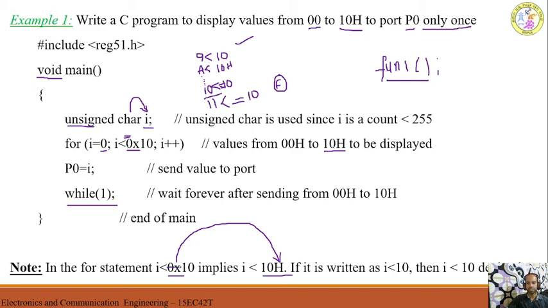Suppose if I don't write 0x here, if I write only 10, then it will be taken as a decimal number and automatically it will be converted into hexadecimal. We know decimal 10 is equal to A in hexadecimal. Therefore this will be automatically taken as A. A is nothing but 10 in decimal. Hexadecimal A is 10 in decimal.